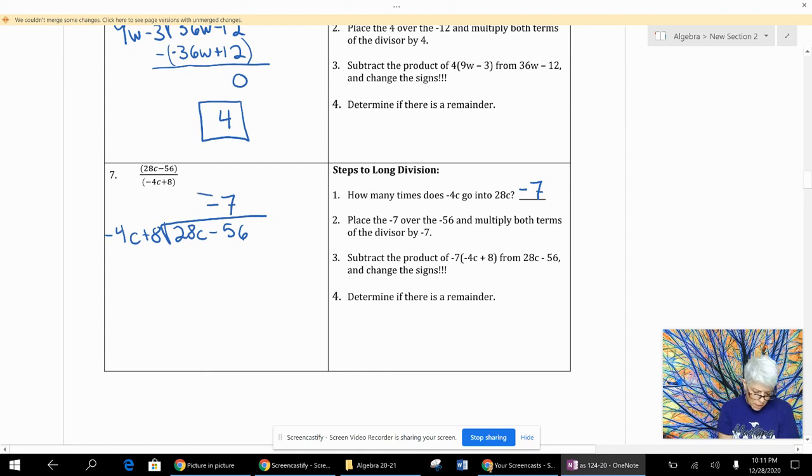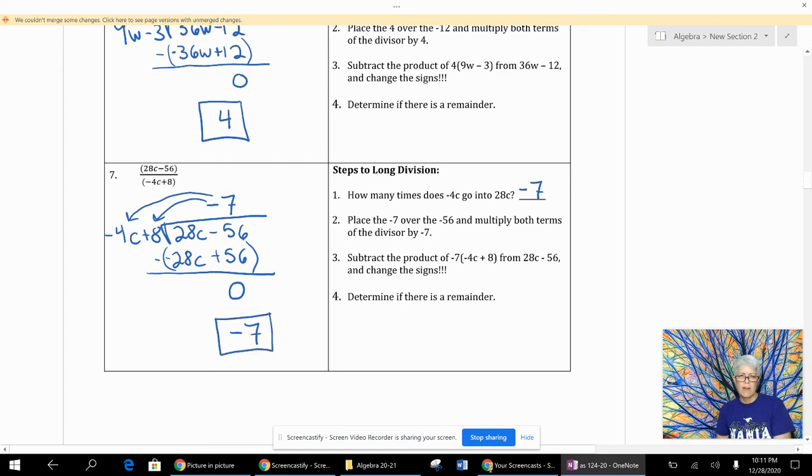And then I multiplied. Negative 7 times negative 4 is a positive 28c. Negative 7 times a positive 8 is a negative 56. Now when I subtract all of this, it changes all the signs and it zeroed itself out. So my answer is negative 7.